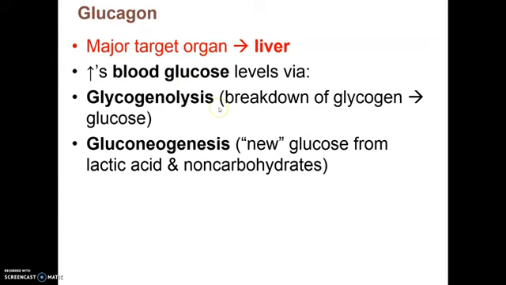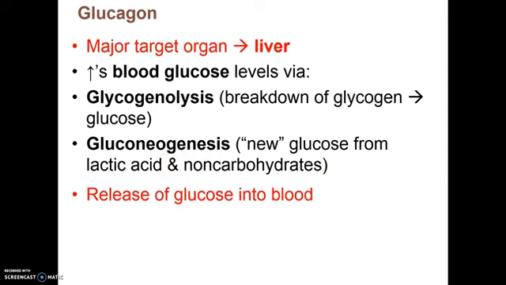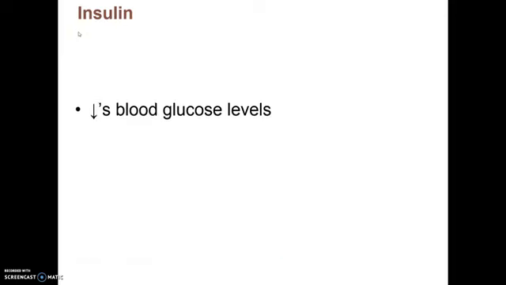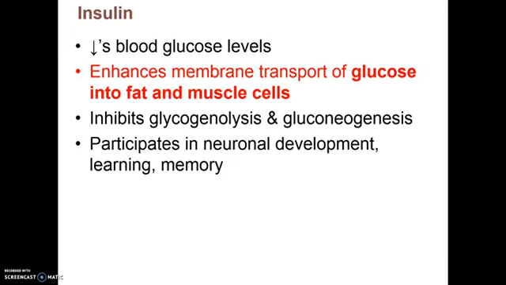and it breaks down glycogen. Gluconeogenesis: new glucose is formed from lactic acid and non-carbohydrates like protein. Glucagon will increase the level of glucose in the blood. So understand glucagon. Insulin is antagonistic to glucagon because insulin decreases the level of glucose in the blood.